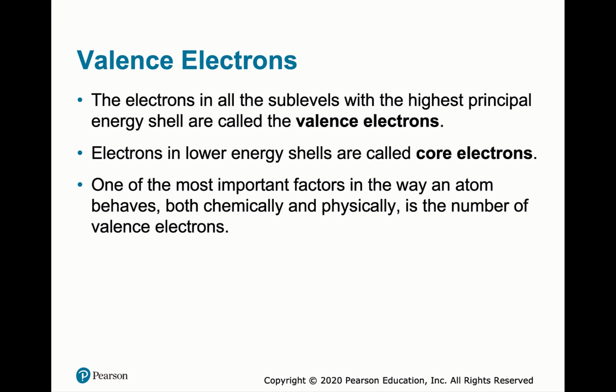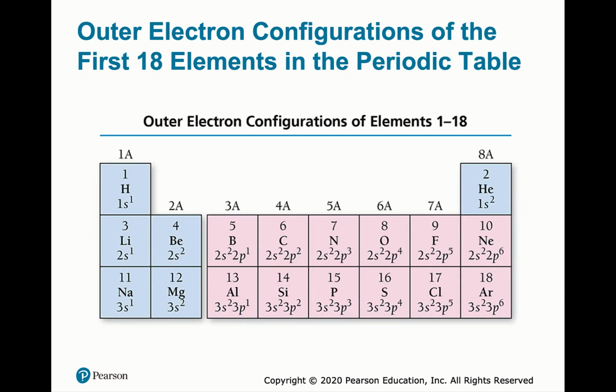So the valence electrons are very, very important for properties. Core electrons are important. It's part of the atomic structure. But the core electrons don't interact with the other atoms and molecules as much. So here we show the valence electrons for the first 3 periods. A period is a row. So the first 3 periods here.